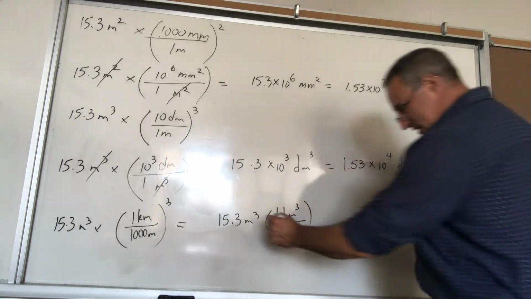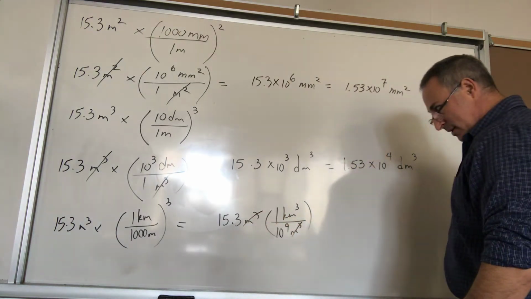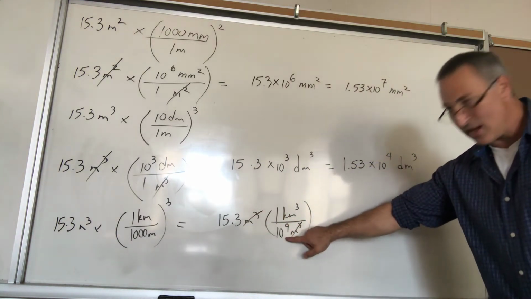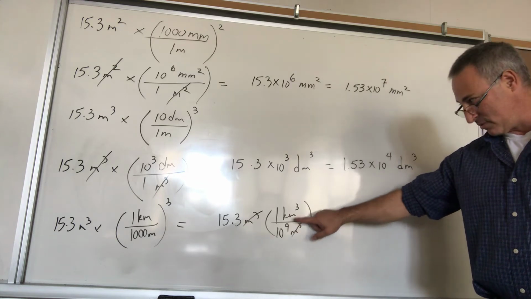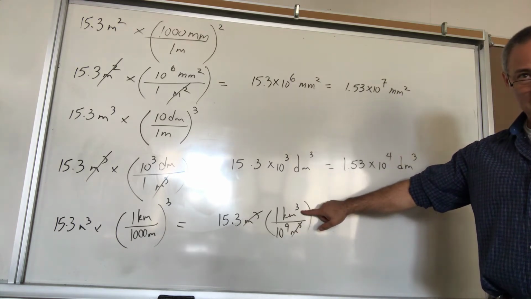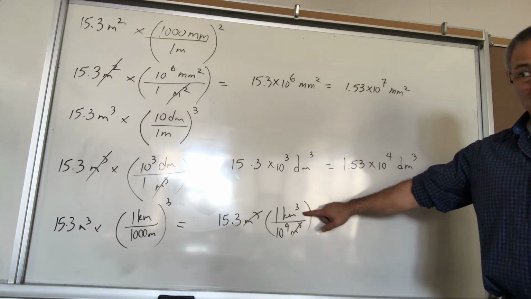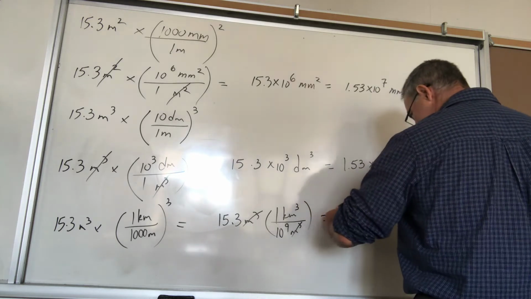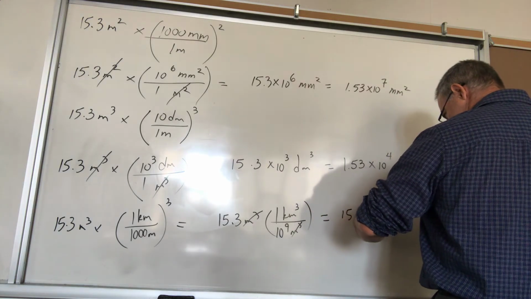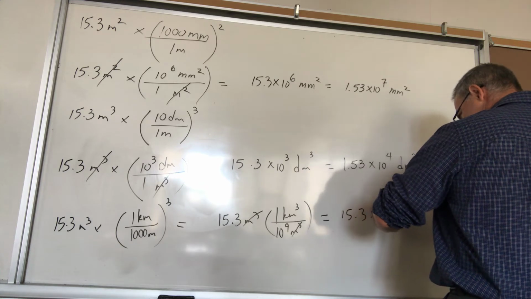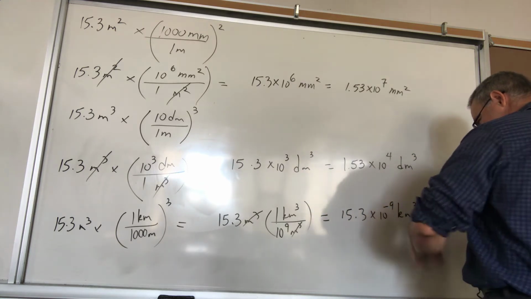Now we can cancel out meters cubed because they're the same there. What's another way of writing this 10 to the power of 9 in the denominator? What if I bring it upstairs? Good. So you get 15.3 times 10 to the power of 9 kilometers cubed.